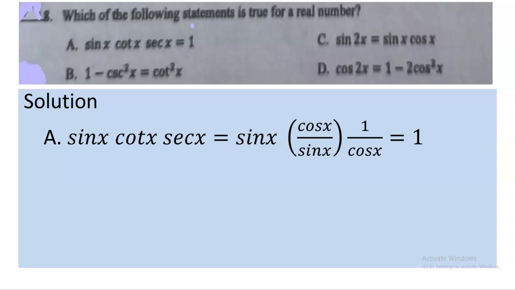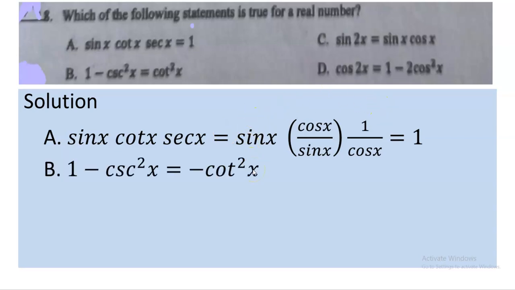Students, had I been in your place, I would have selected A alone without checking the rest, because I don't need to spend my time checking the rest. But if you check the rest, students, all the remaining alternatives are not right. Let me try to show you that.